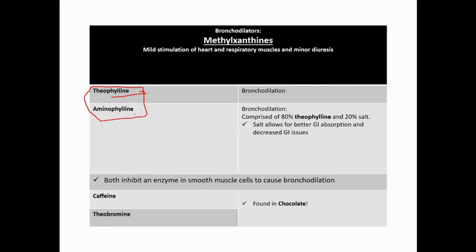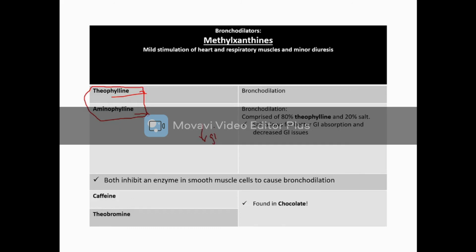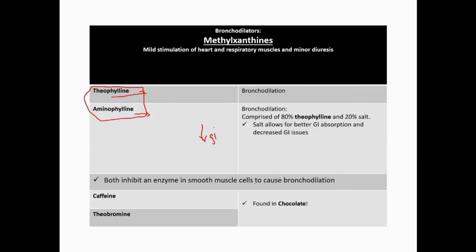So if they're stimulating the sympathetic nervous system, they're going to decrease the GI system. So if we can remove those effects by getting them out of the GI tract sooner, that can be helpful. Both of them inhibit an enzyme in the smooth muscle cells to cause bronchodilation. Caffeine and theobromine are both found in chocolate, and they do the same thing.